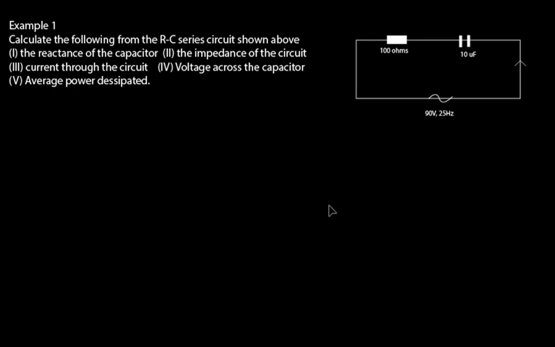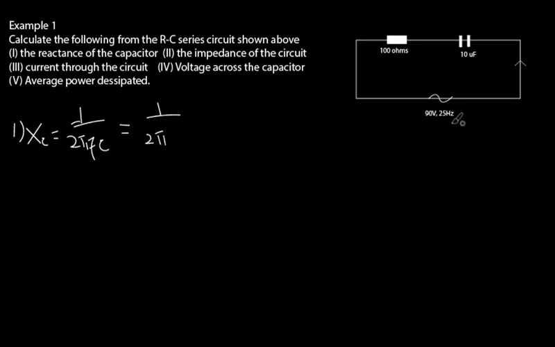So example number 1. The question is asking us to calculate the following from the RC circuit we have over here. First, we have to find the reactance of the capacitor, which means the capacitive reactance. And we know XC is equal to 1 over 2 pi FC. So from here we have 1 divided by 2 pi.